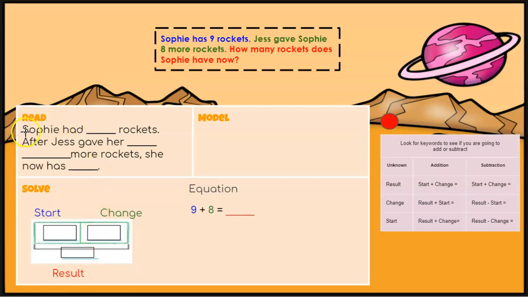So we read Sophie had 9 rockets. So she started with 9 rockets. Then after Jessie gave her 8 more.